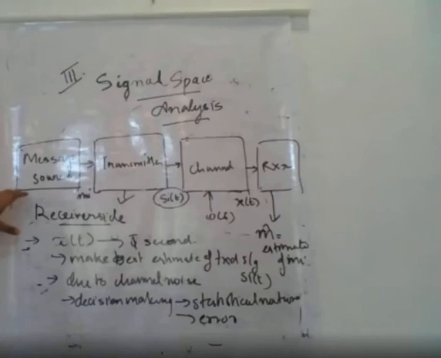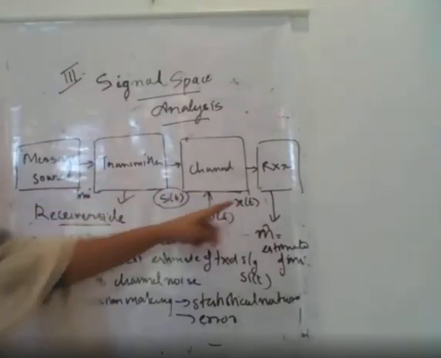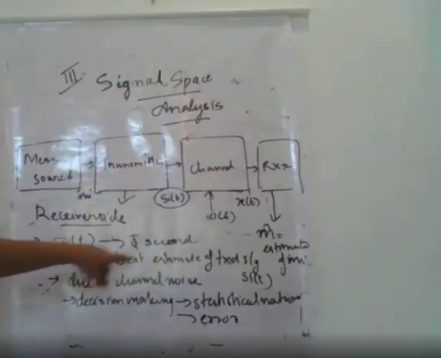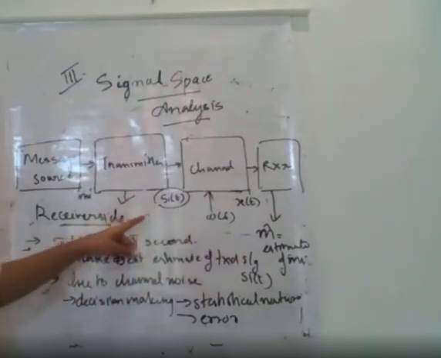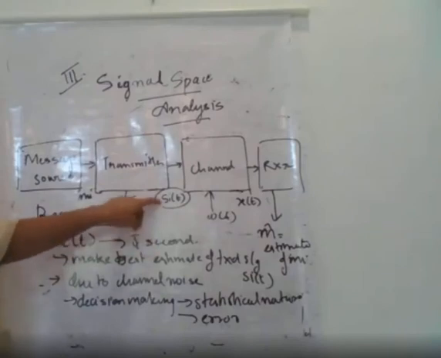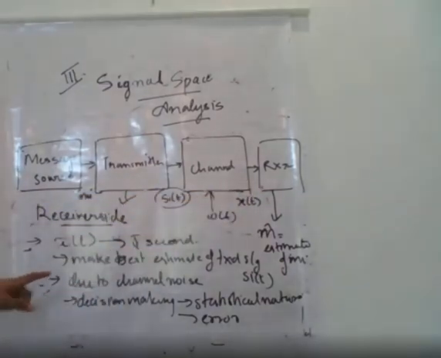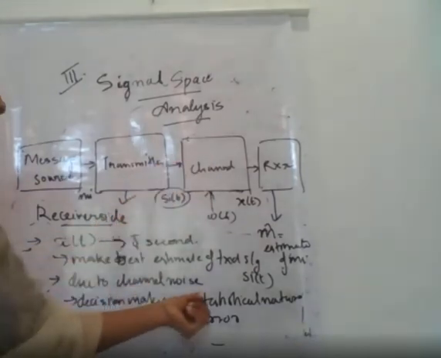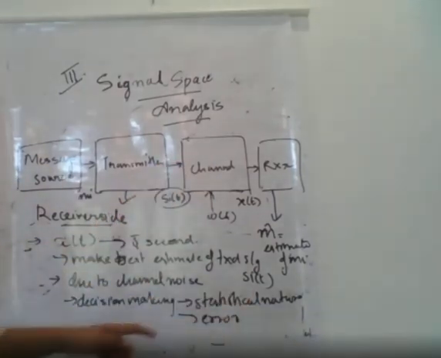So, in the overall view of the receiver, it has the task of observing the incoming signal x of t over a duration of T seconds, and it makes the best estimate of the transmitted signal s_i of t. Due to the channel noise, the decision making process in the receiver has a statistical nature, and it creates occasional errors while making decisions.